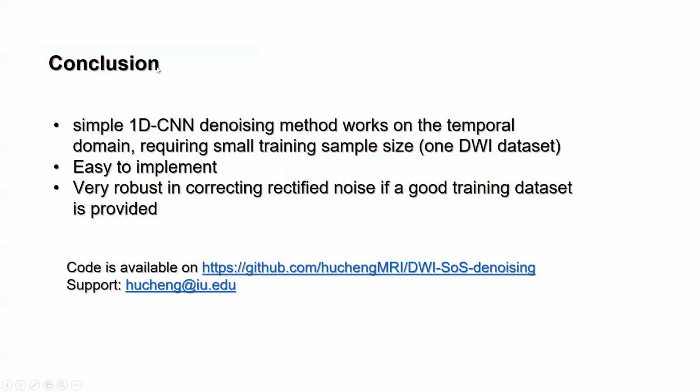Okay, so in conclusion, we propose a simple 1D CNN denoising method that works on the temporal domain. It requires only a small training sample size. Even one DWI dataset is sufficient. And it is very easy to implement. And it's very robust in correcting rectified noise if a good training dataset is provided.